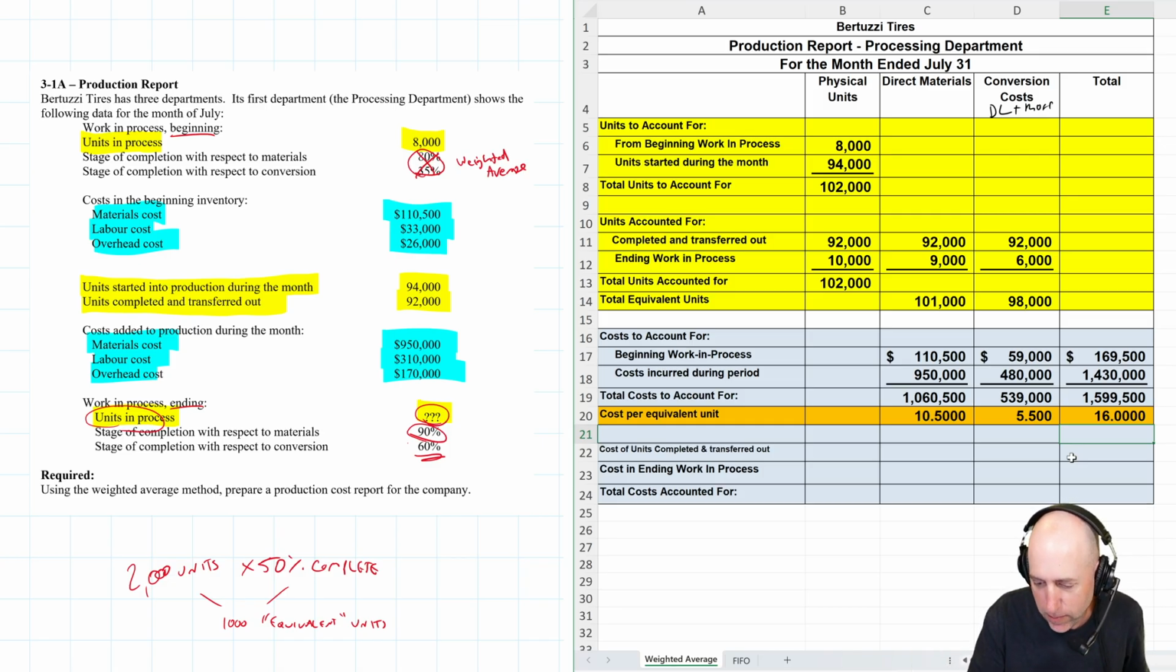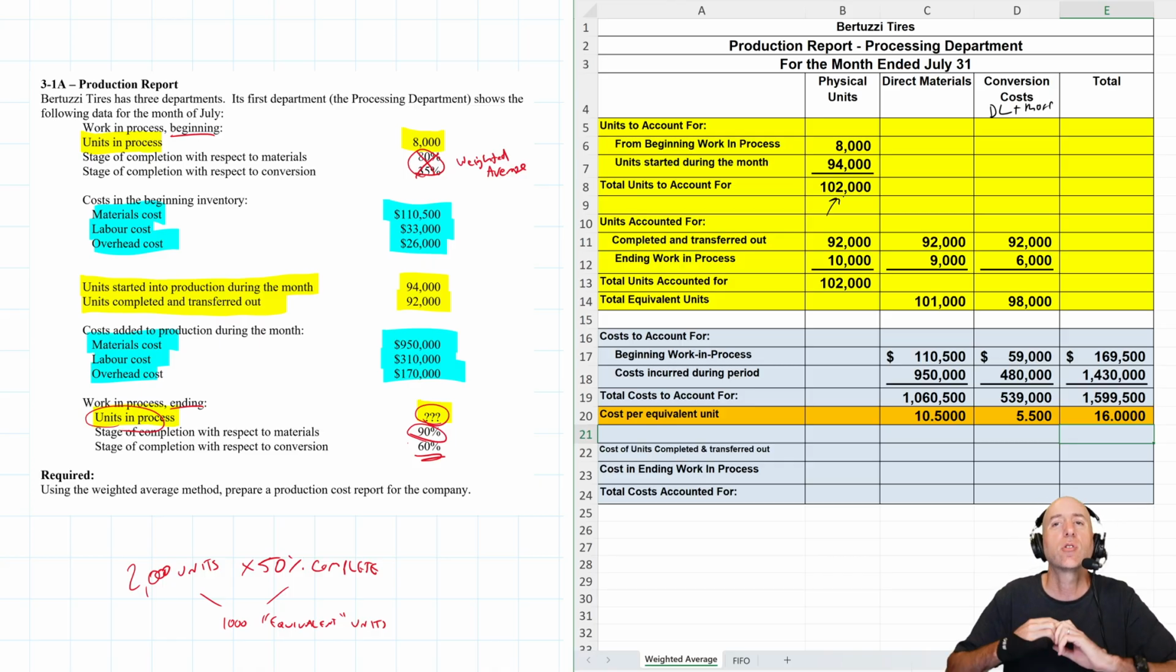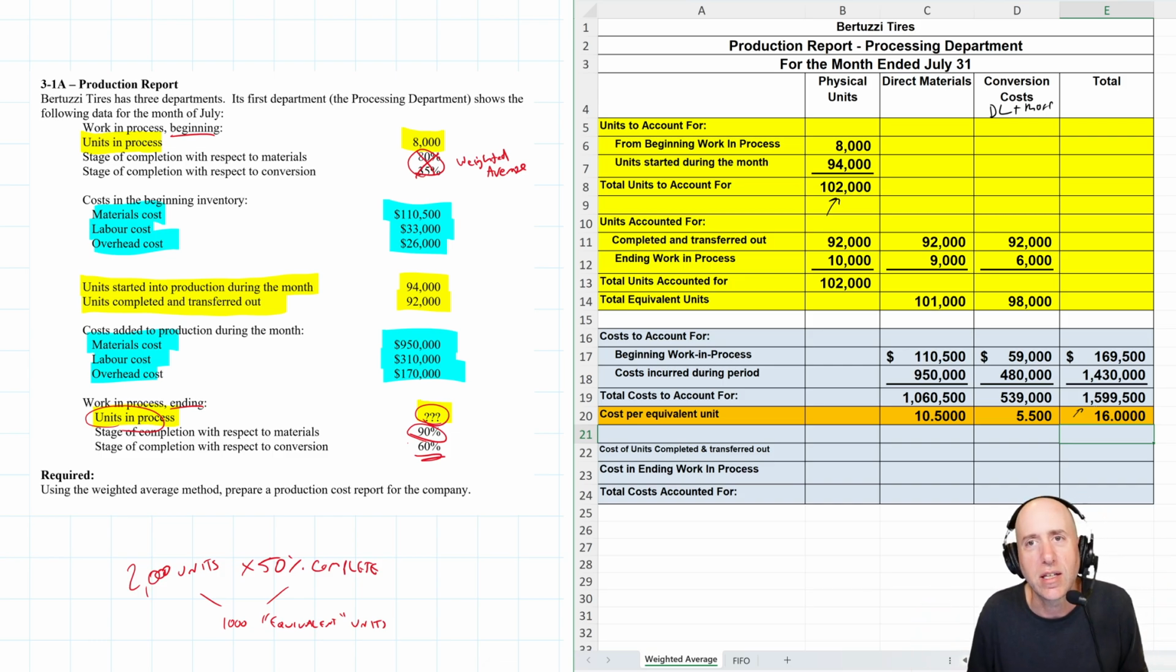Now, it's important to remember, why do we do this? We made 102,000 tires. We're not going to track each one individually. We're going to say, during the month, I made 100,000 tires. During the month, I had $1.6 million in costs. So it cost me $16 a tire. Real companies, this number is not going to be 16. It's going to be 15.972463. But, you know, we're doing this the first time. It's nice to have the numbers work out evenly.